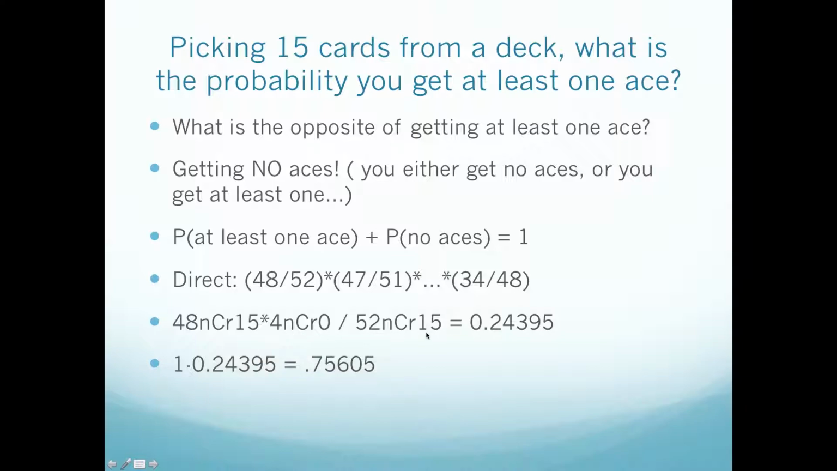So 52 choose 15 on the bottom. Now, the reason I like this is because 48 plus 4 is 52, 15 plus 0 is 15, and you can always see this in your space. You're breaking up, you're picking what you want, and you're deciding how you're going to pick them. So 15 out of 52, I don't care at all, but here I'm putting those 15 where I want them, 15 in the non-ace cards and 0 in the aces.